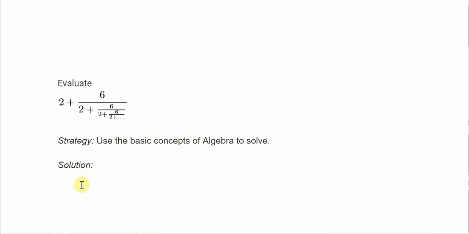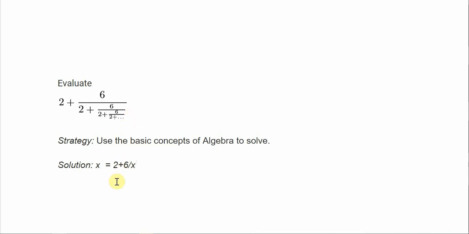Okay, let's try figuring this out. Since it's algebra, I'm sure that we have to use x. Let's try using x. x is equal to 2 plus 6 divided by 2 plus 6 divided by and so on. Wait a sec. If you do 2 plus 6 divided by this whole expression, it's the same thing repeated. Let me just write x. Oh, now we have to solve for x. We know how to solve this.